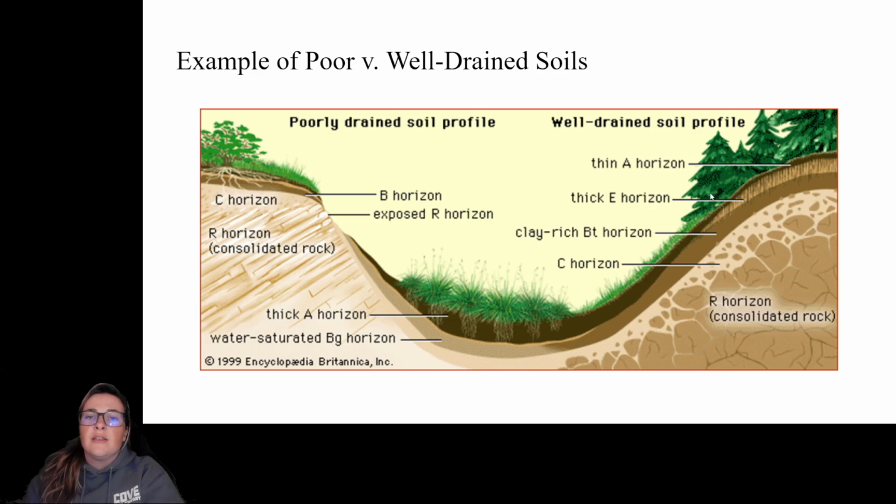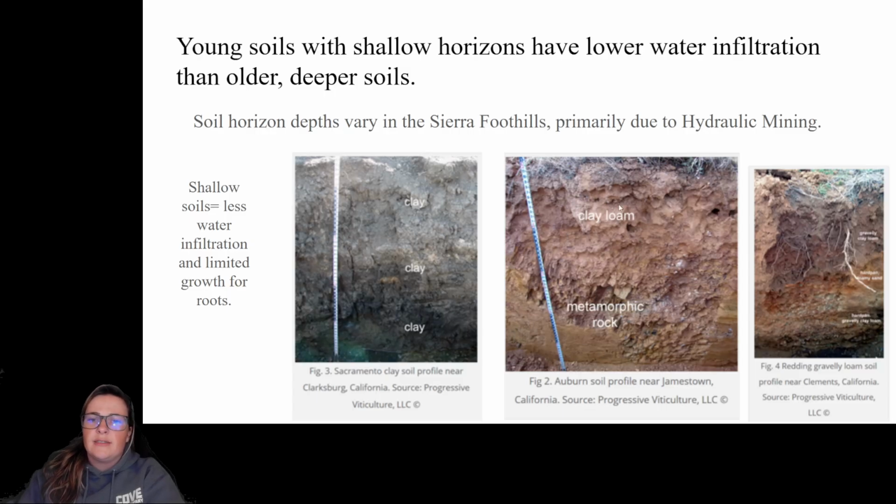So this is all around a well-drained soil profile in a healthier soil and more mature soil, generally speaking. So hopefully that can help put together those concepts for you guys. Here are pictures of soil horizons in the Sierra foothills, right? And there's a lot of differences depending on where you go.